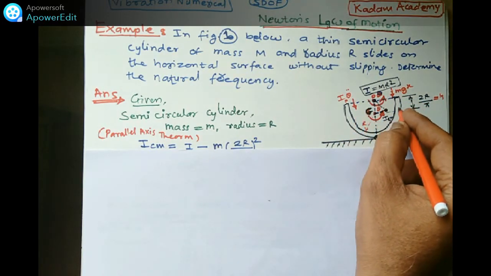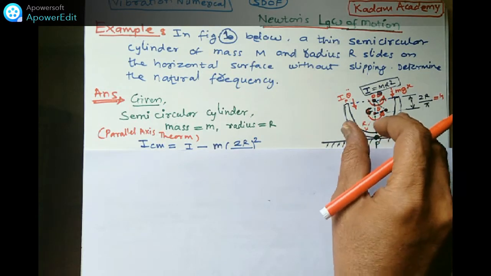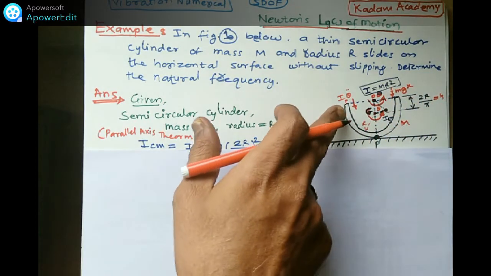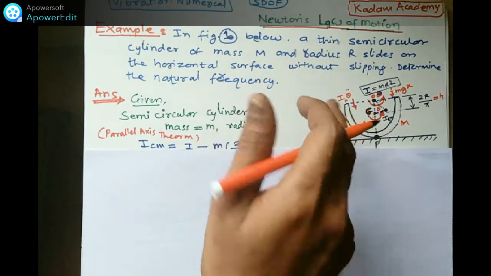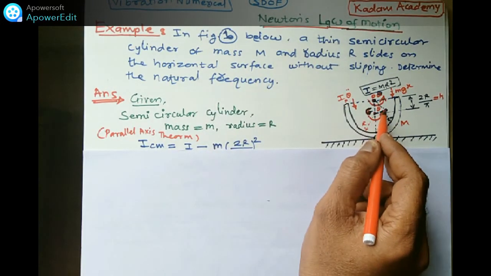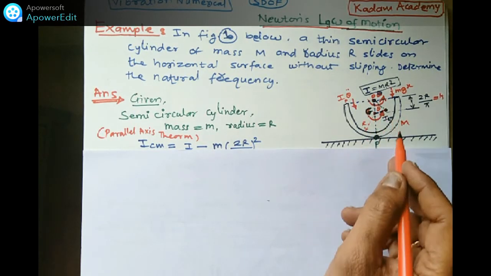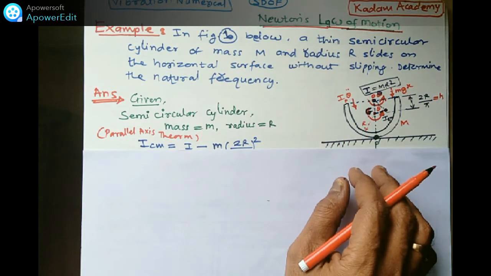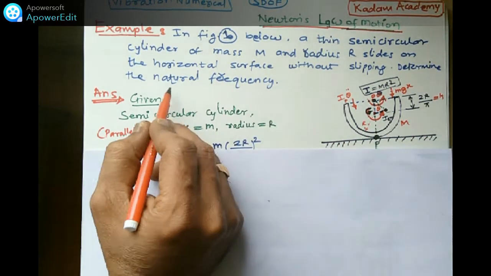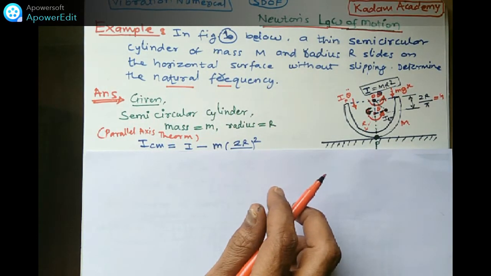Means this thin semicircular cylinder, when it rotates or it is given some acceleration or velocity or displacement like this, theta is the displacement. When it displaces from this position, it will vibrate like this. So without slipping, what we have to find out in this numerical? We have to find out the natural frequency.